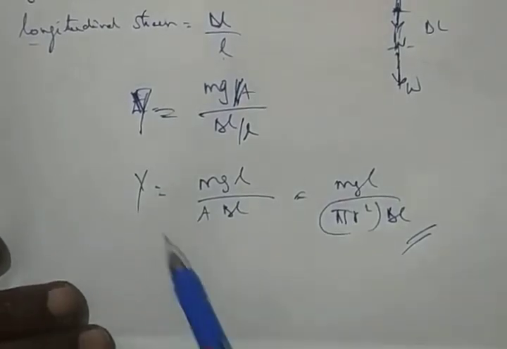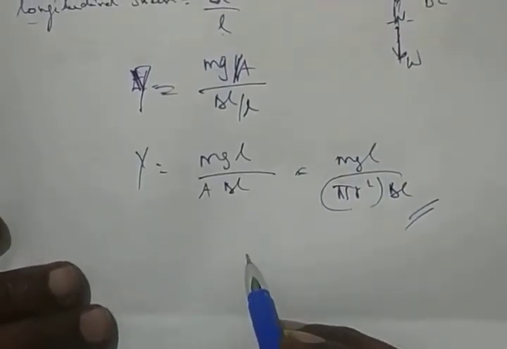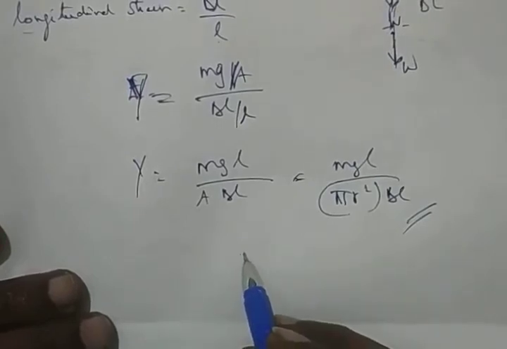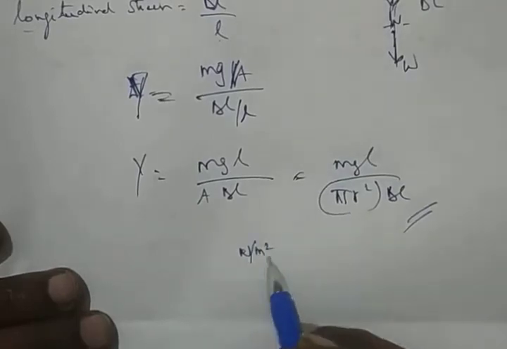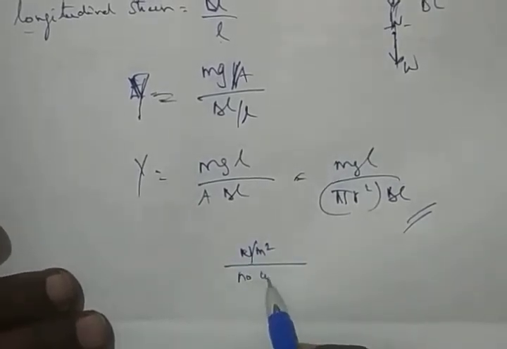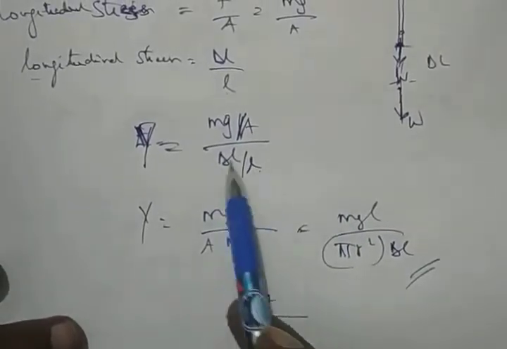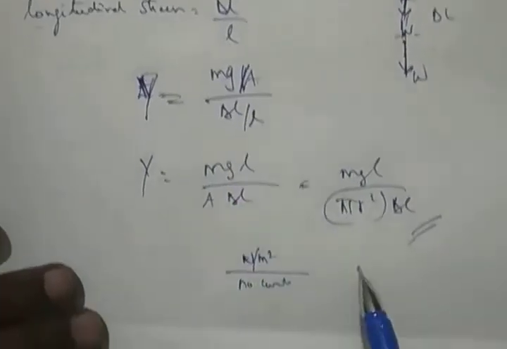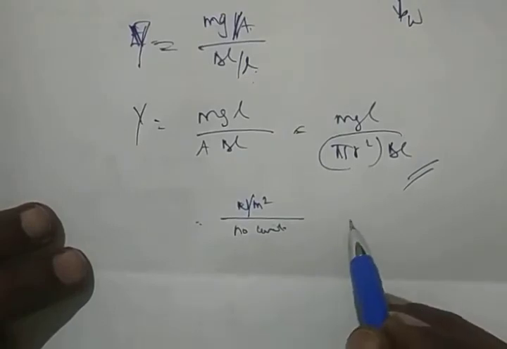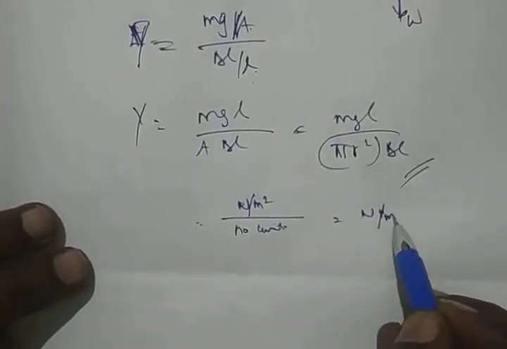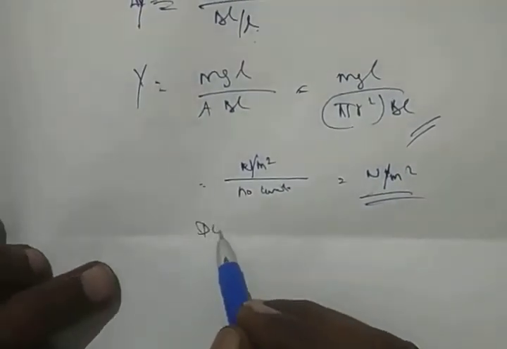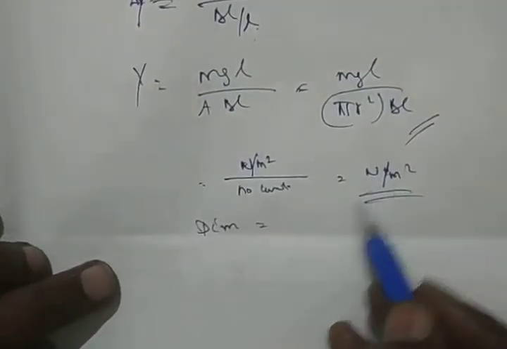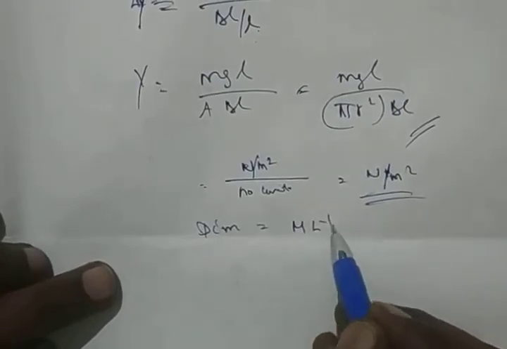Now what is the SI unit of Young's modulus? Young's modulus is going to be force upon area, so it is Newton per meter square, upon no unit. What is no unit? Length upon length, no unit. So it is also called Newton per meter square. In other words, you can also see the dimension here. What is the dimension? M L minus 1 T minus 2. That's the same dimension you will get here.